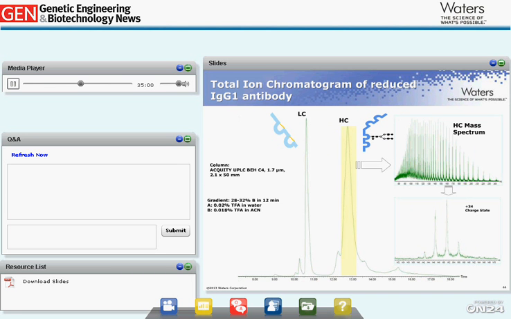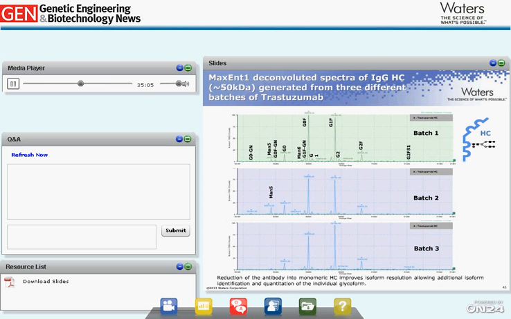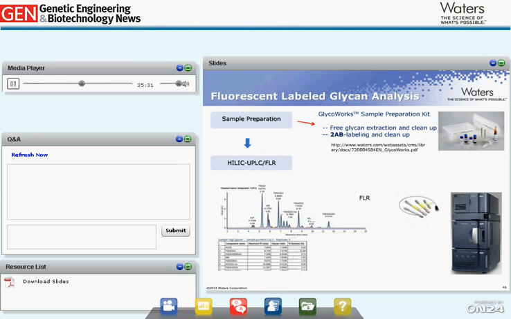heavy chain. And the maximum entropy deconvolution from BioPharmaLynx shows the same differences we saw from the intact protein, that batch 2 has more high mannose. The Man5 peak stands out a lot stronger than batch 1 and 3. So this gives some indication that the change from batch 1 and 3 to 2 could be caused by some changes in cell culture conditions. Now, I'll switch gears a little bit and talk about fluorescence-labeled glycan analysis.